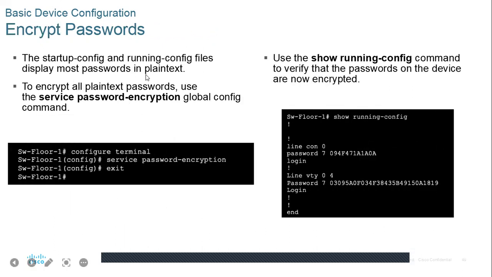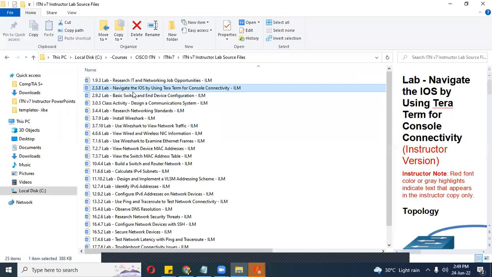So you could decide to also encrypt the password. This is how you do it. Configure terminal, service password-encryption, exit, right? You do the show running-config. We're going to be doing show running-config, especially in the labs. This particular module is very, very lab-based. You have two labs on module 2, so we're going to be running them later on. There are quite a lot of labs here, so it's good to understand the foundation, have the explainer for them. Then at the end of the course, we move over to the labs.